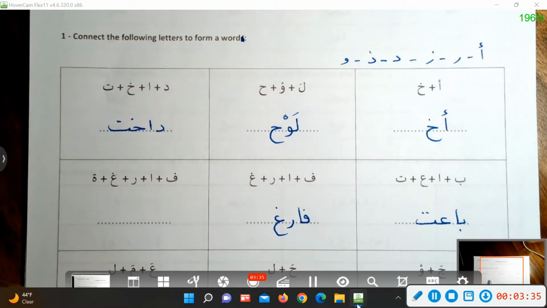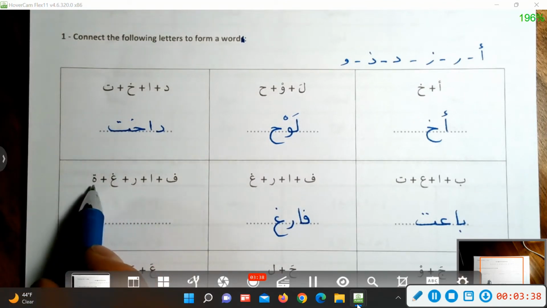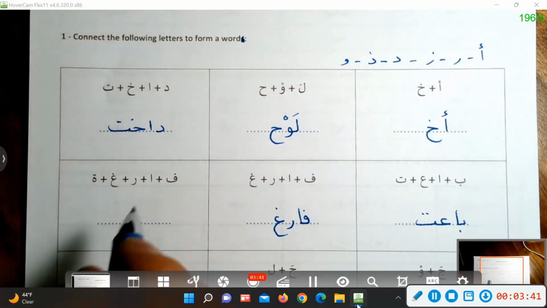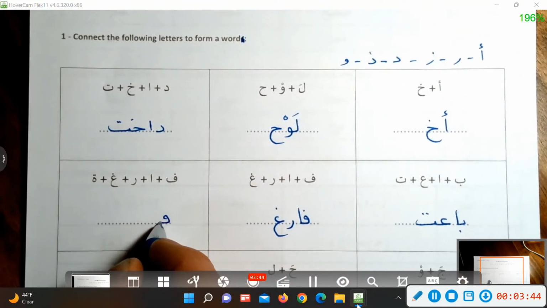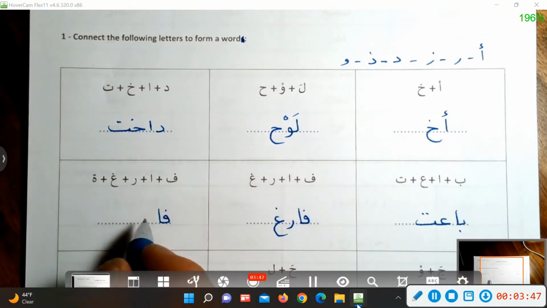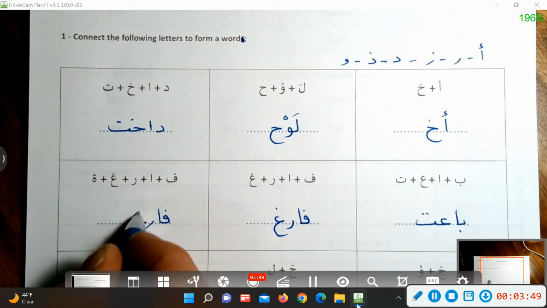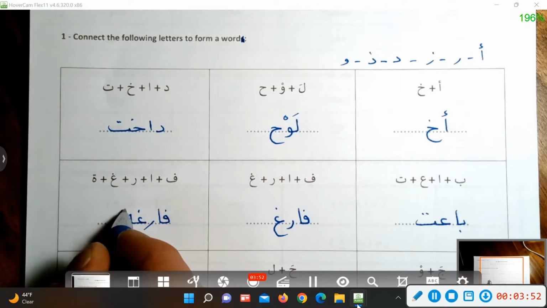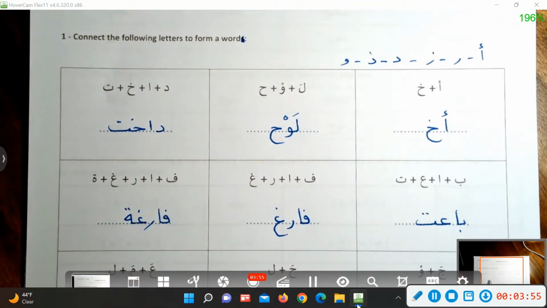Next word. Fa, Alif, Ra, Ghain, Ta marbuta. Same thing. This is the feminine form of Farigh. Farigha. Ta marbuta is connected to the Ghain. It looks like that. It looks like a head of a deer. And it has a neck too when it's connected. Farigha.